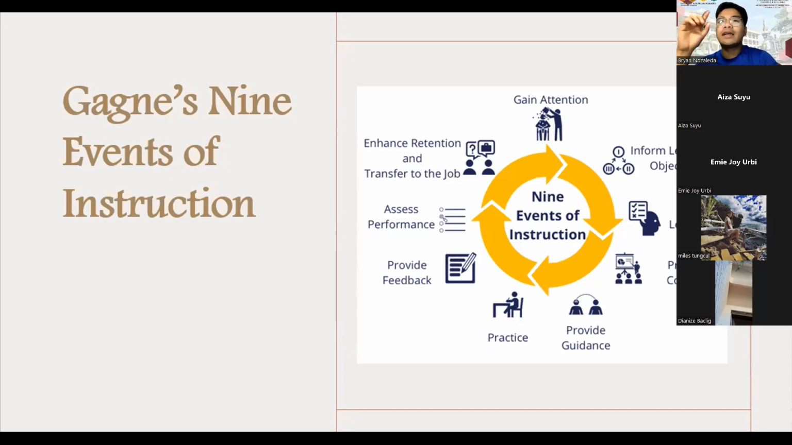So it starts with gaining attention. After that, you're informing the learners of the objectives, and then prior learning, then present content, then provide guidance, and then practice, then provide feedback, then assess performance, and then enhance retention and transfer to the job. So anong ibig sabihin nito? Pag nagturo tayo, okay, importante na yung mga bata ay may attention towards you. Their attention is on you.